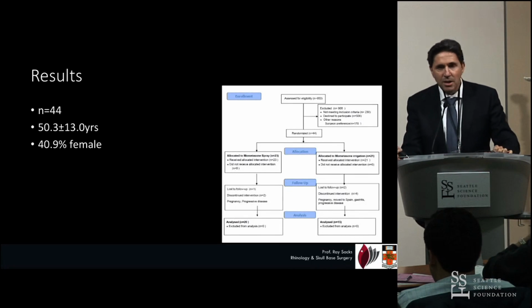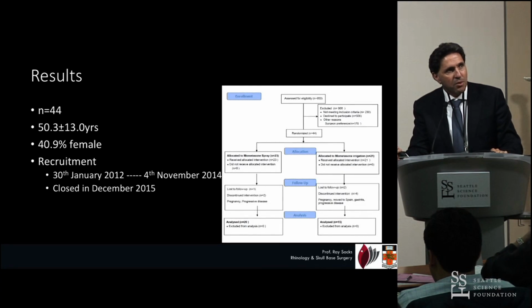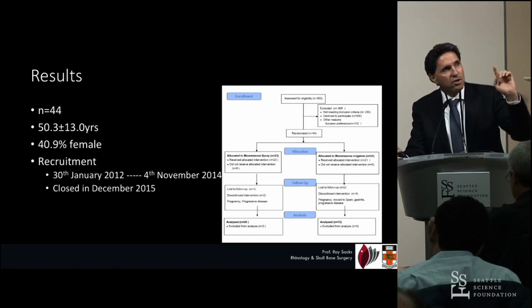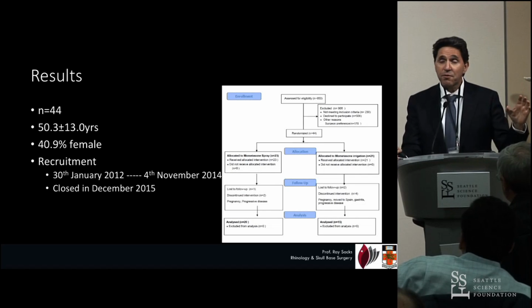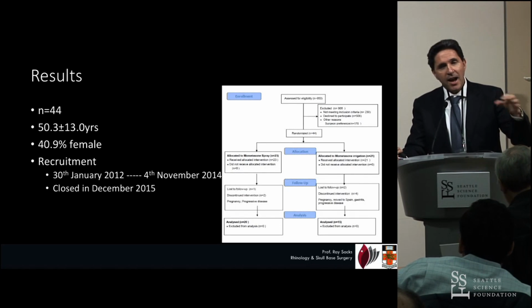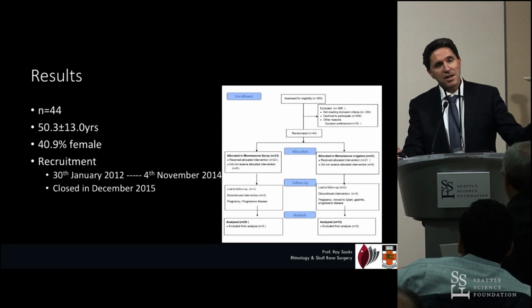So what were our results? I'm not going to take you through this whole algorithm, how we did it, but just to say that it took us a long time, nearly 3 years, to recruit 44 patients. And the reason for that was that patients often would say to us, well, what do you think is better? And I would have to say, I think that steroid irrigation is better.